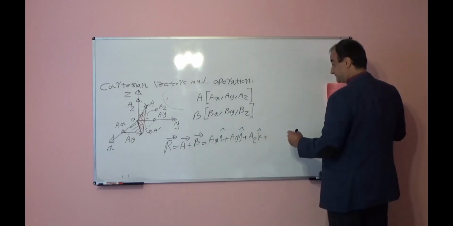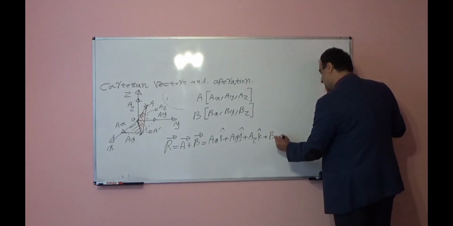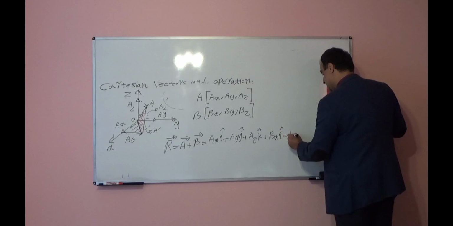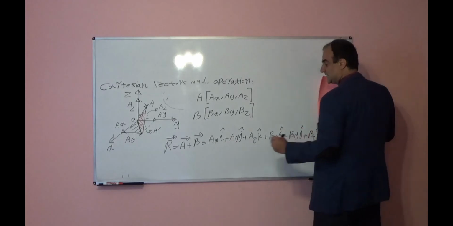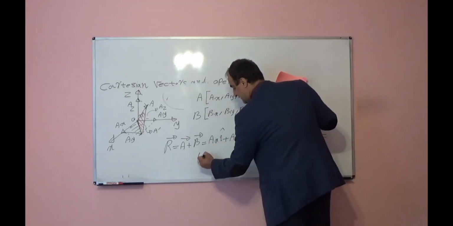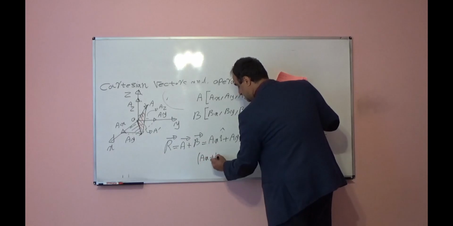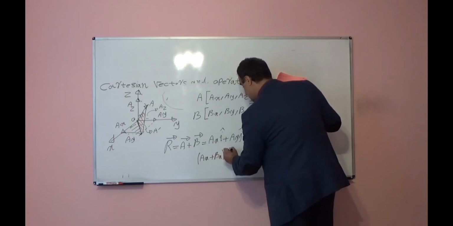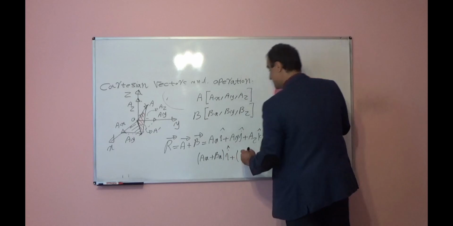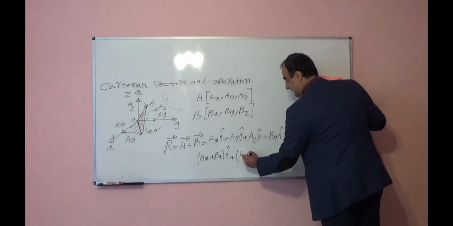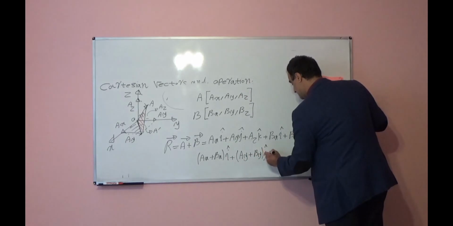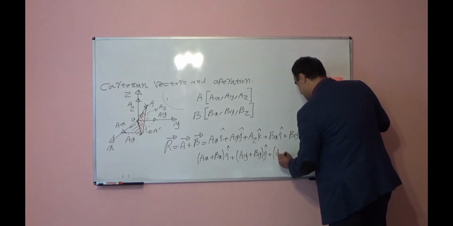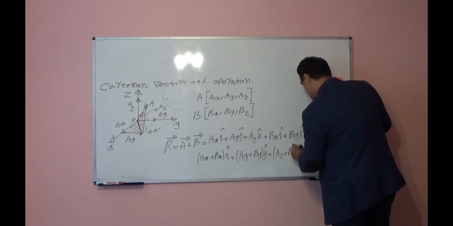plus Bx i plus By j plus Bz k. From here we can write (Ax plus Bx) i plus (Ay plus By) j plus (Az plus Bz) k.